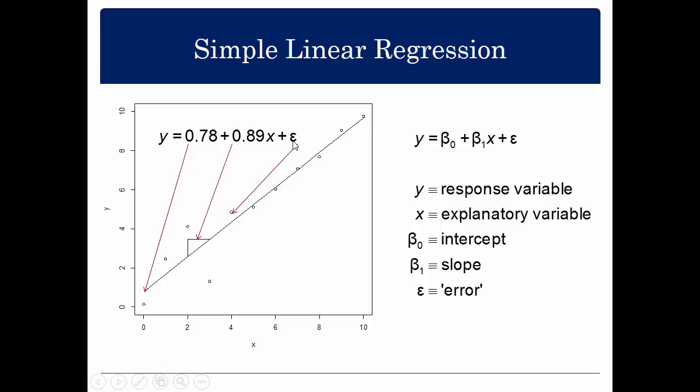So if these things are really big, then we have a lot of noise in our data. Our line isn't doing a really great job of describing the relationship simply because maybe we have just too much noise in the data, or maybe we don't have our model specified correctly. But the 0.78, the beta 0 estimate, tells me that when x is equal to 0, y is equal to 0.78. And the 0.89 tells me that for every unit change in x, I can expect a 0.89 change in y.